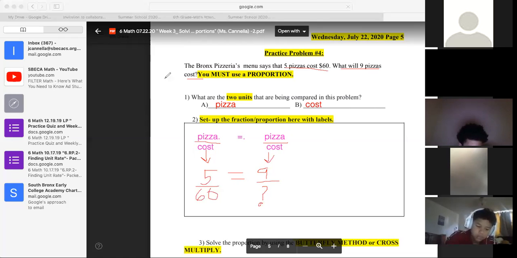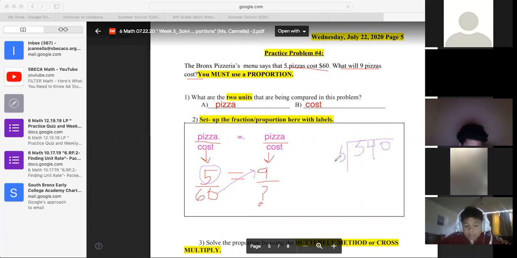Yeah. So Lorenzo, now I got to cross multiply on the diagonal. So I'm going to multiply 60 times 9. That's easy. 9 times 6 is what? 54. Add a 0. Okay, careful there. All right, so we have 540. And we have to now divide it by 5.